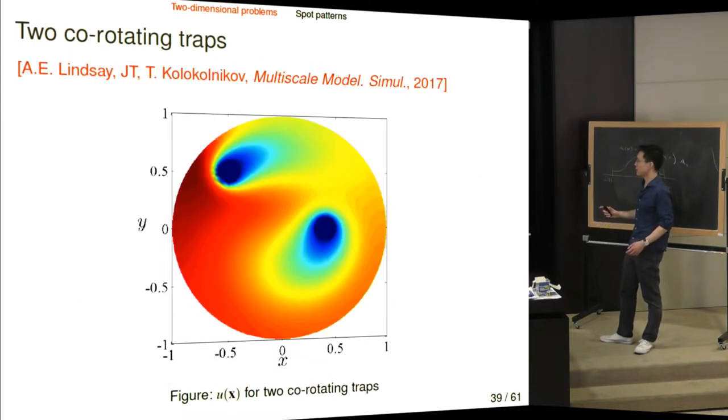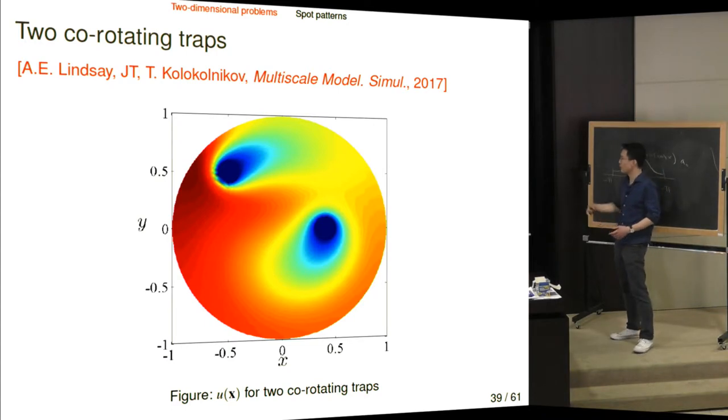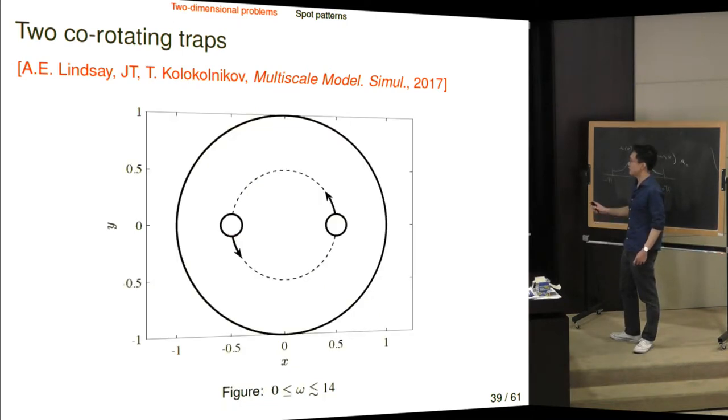So I just want to say something quickly about two traps. You can do the whole thing again for two traps. This is two traps co-rotating around the domain, just the presentation results. This is omega between 0 and 14. These numbers don't change so much in epsilon, epsilon being the size of the trap.